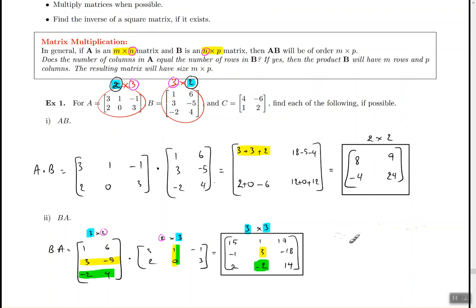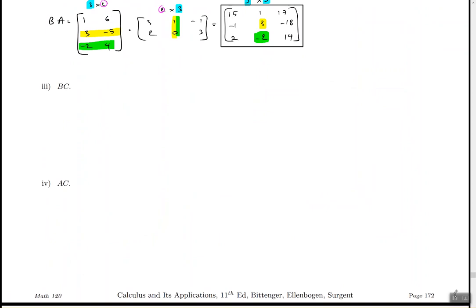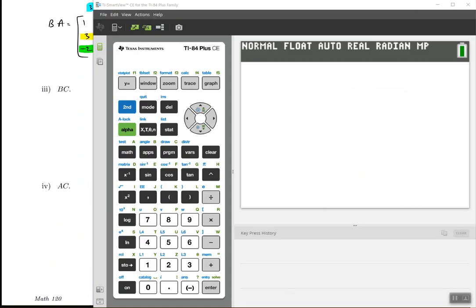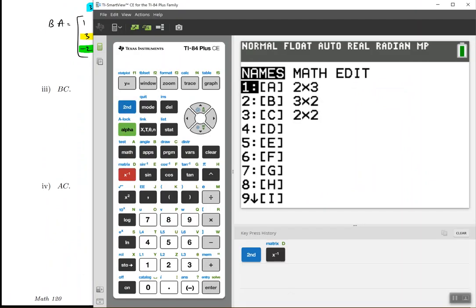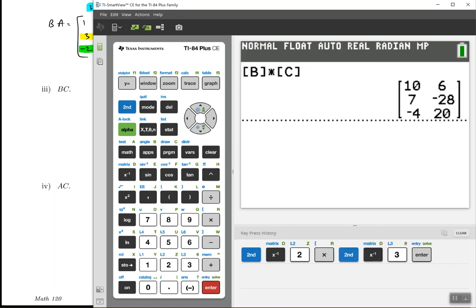Okay, so type in C into the calculator and see if you can do the next few parts of this problem. So let's try out BC. So the matrix B multiplied by the matrix C. So matrix B is number 2, and I'm going to multiply it by matrix C, which is number 3 in the list, and there it is. It works out. So the size is fine. Now let's try if A times C works. So the matrix A is number 1 multiplied by matrix C, which is number 3.